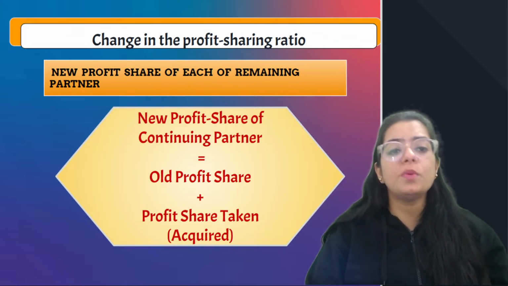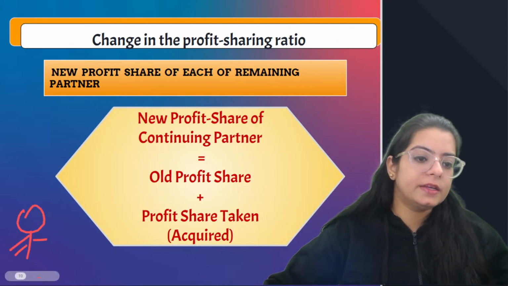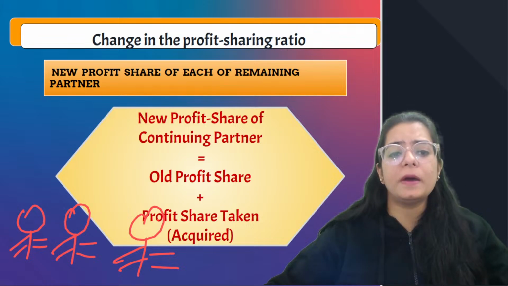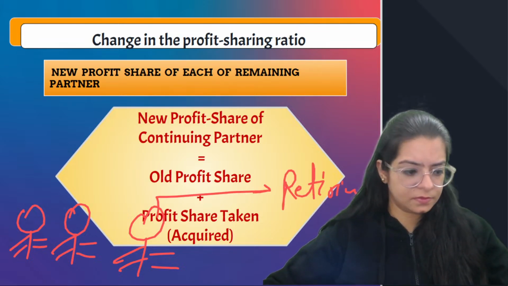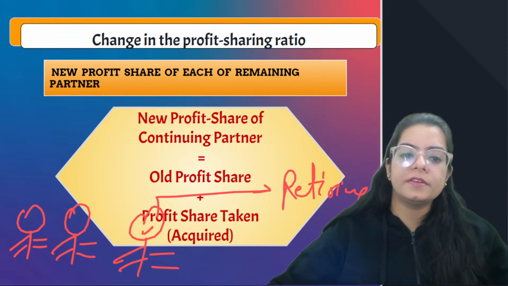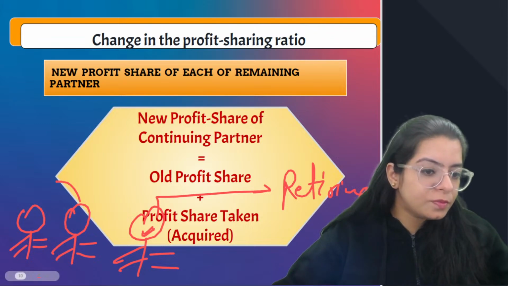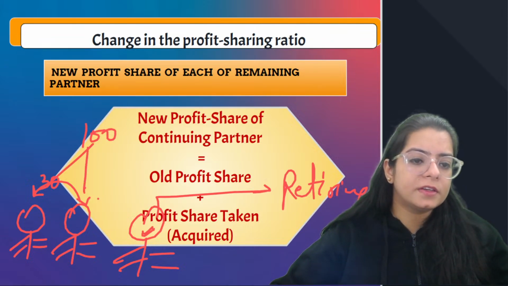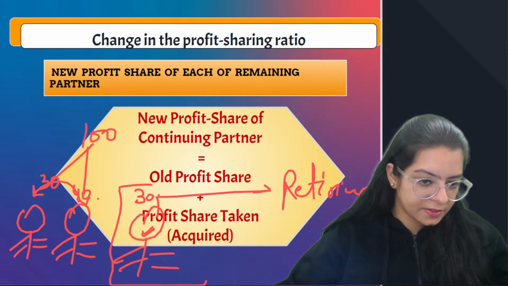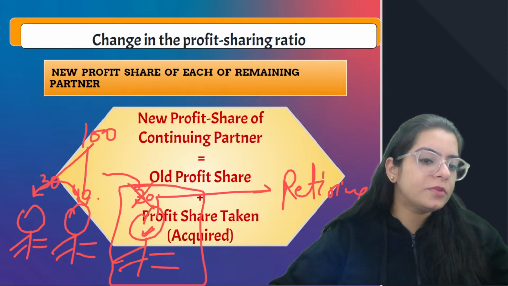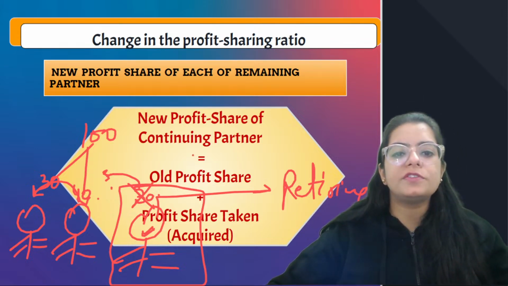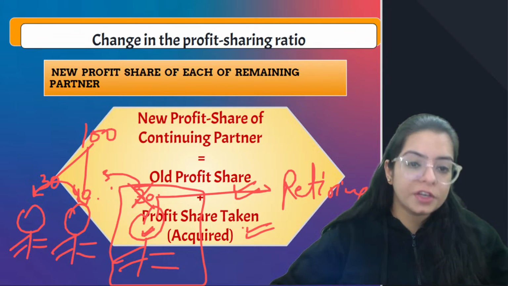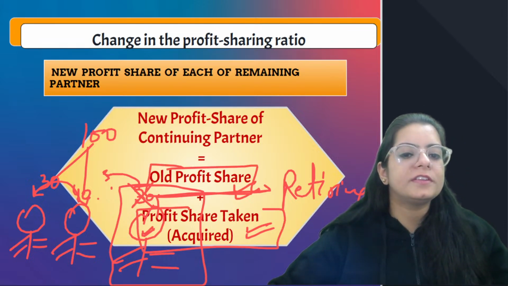So what happens when a partner retires? If there are three partners and one of them is retiring, of course his share will be taken by the other two partners. Whatever his share in the profit was, let's say they were earning 100 rupees and dividing it 30, 40 and 30. Now if this partner retires, this 30 will be distributed among these two partners only. So the new profit sharing ratio of a continuing partner equals the old profit share plus the profit share taken. Whatever share they already had plus the share they took from the retiring partner.